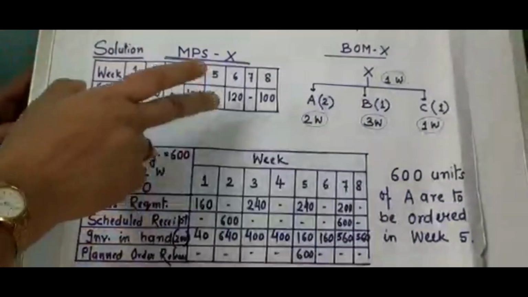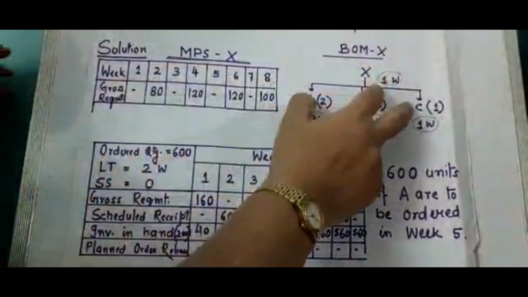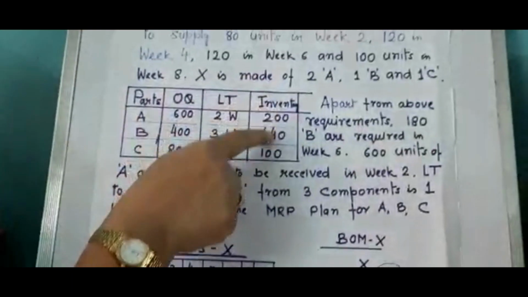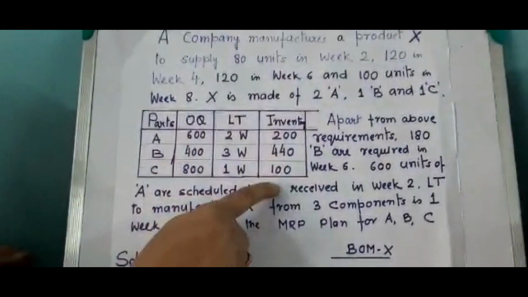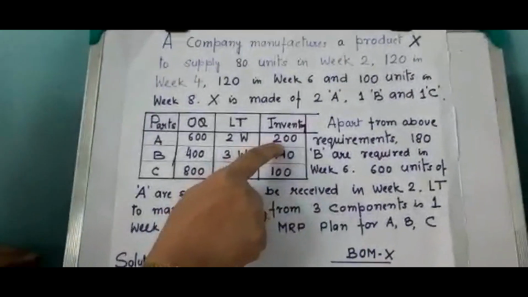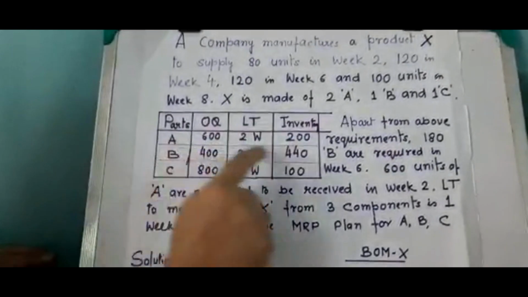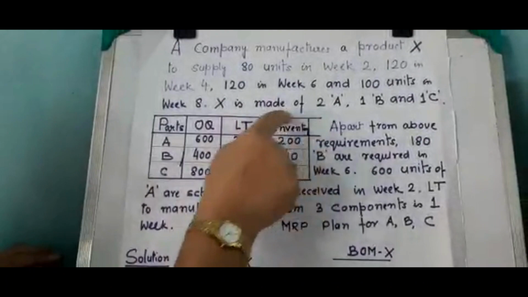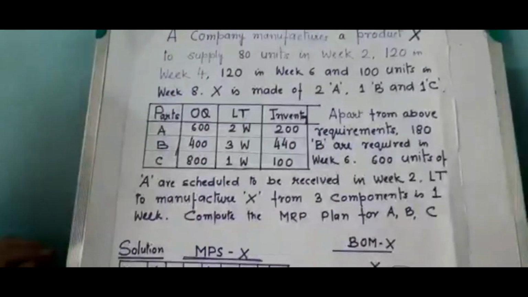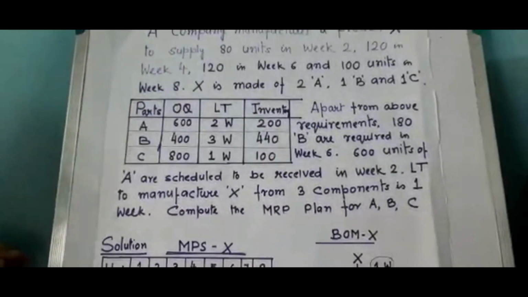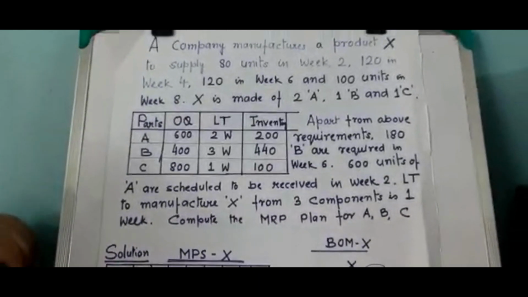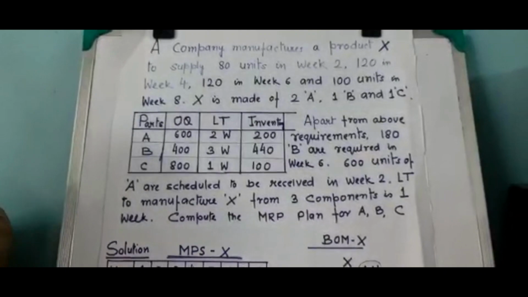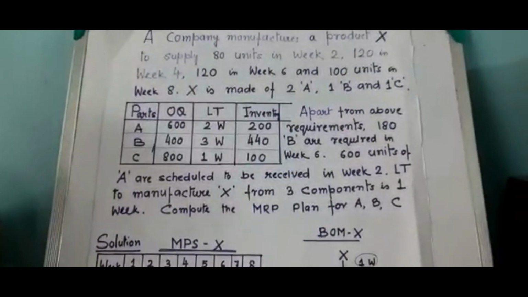Okay, so my master production schedule is ready, my bill of material is ready, and the third input, which is inventory status file, that is also given in the problem. The present inventory for A is 200, B is 440, C is 100, and that information forms my inventory status file. So 3 inputs are ready. Now we have to compute the MRP plan for each of the 3 components. Okay, now let's see how to do this.